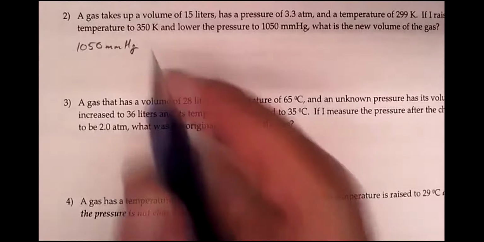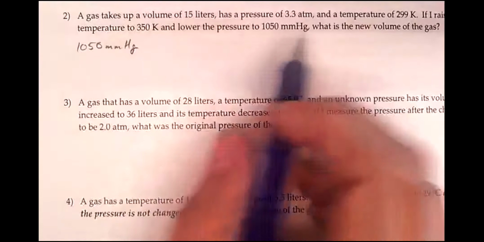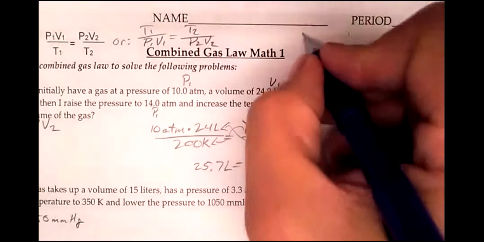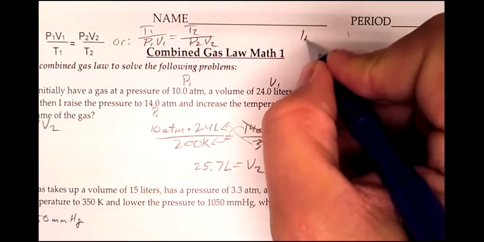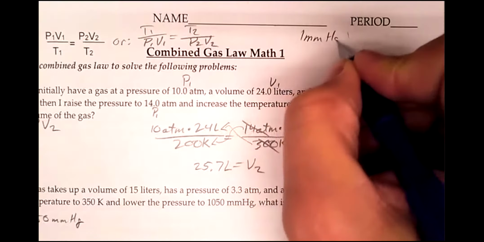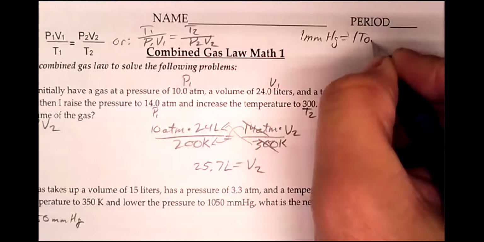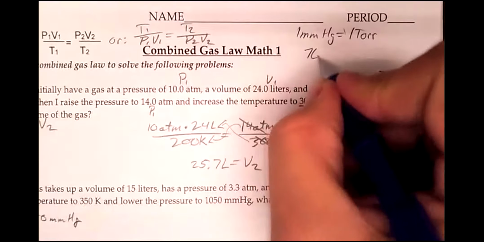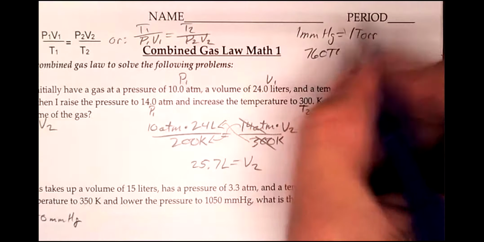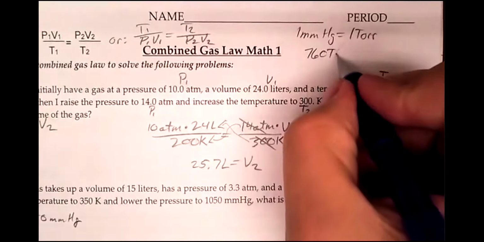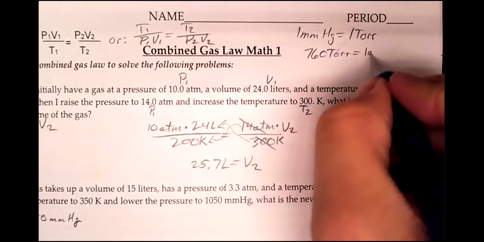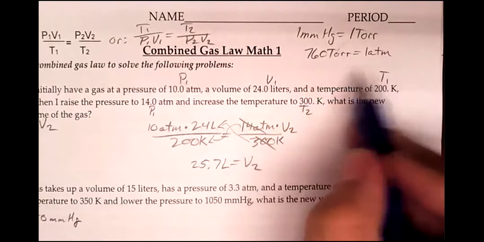On number 2, though, there's another couple of notes we should take. I know I said this before, but 1 millimeter of mercury is 1 torr, and 760 torr is 1 atmosphere.